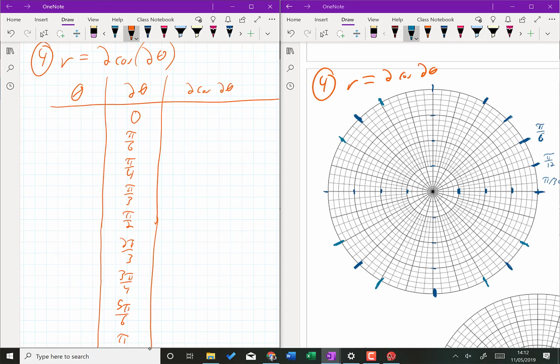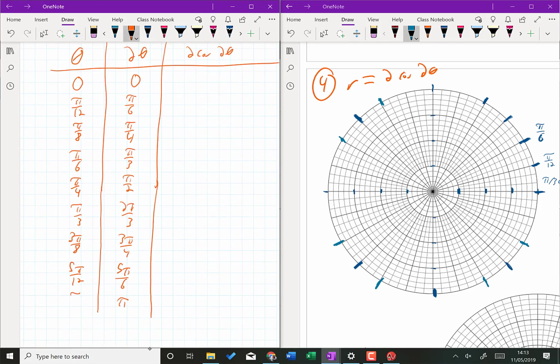And then we get to go back and forward a little bit. So I'm going to go backwards now to what theta is. If those are 2 thetas, then what are thetas? Well, thetas are half of those. So this is 0, pi over 12, pi over 8, pi over 6, pi over 4, pi over 3, 3 pi over 8, 5 pi over 12, and pi over 2.